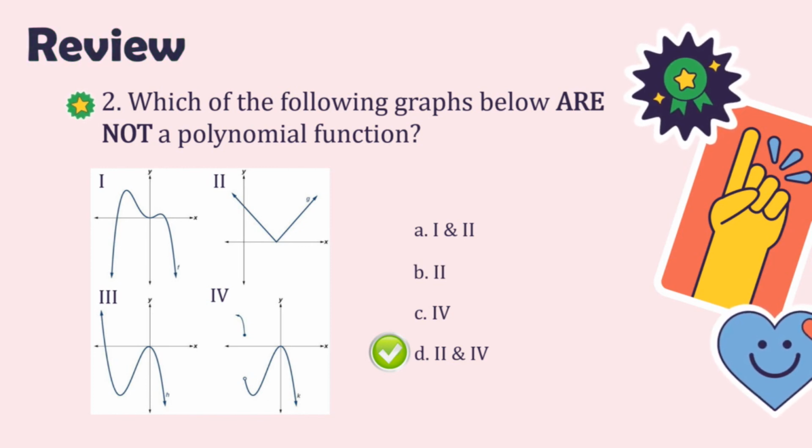The graphs of 2 and 4 are graphs of functions that are not polynomials. The graph of function 2 has a sharp corner. The graph of function 4 is not continuous. Why? It has a broken line.